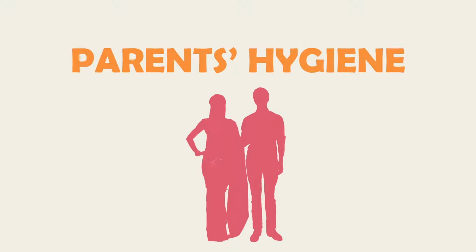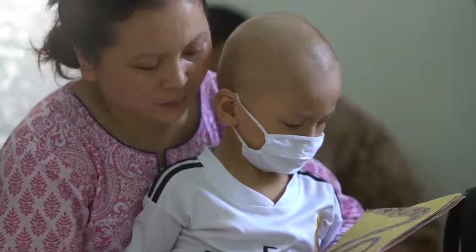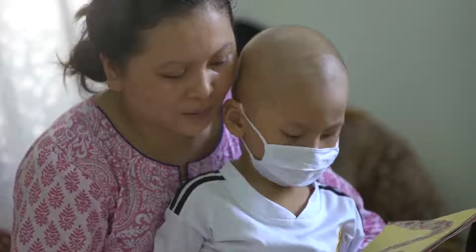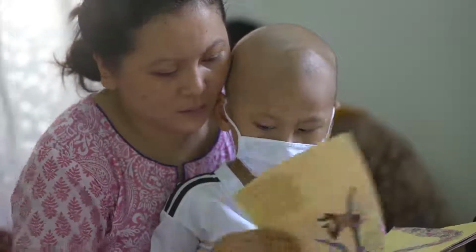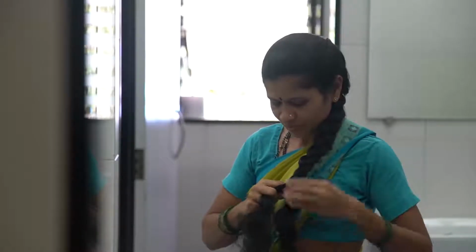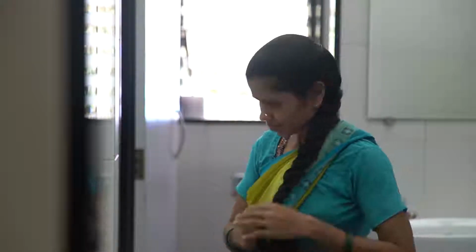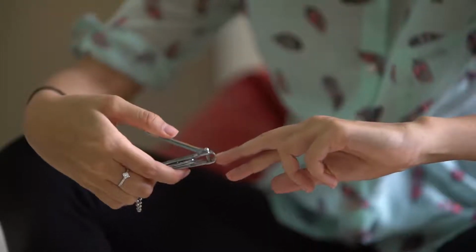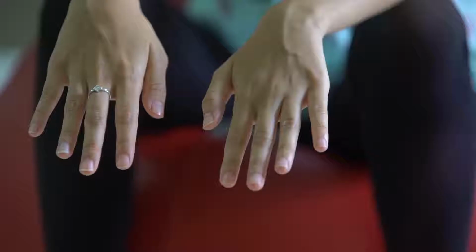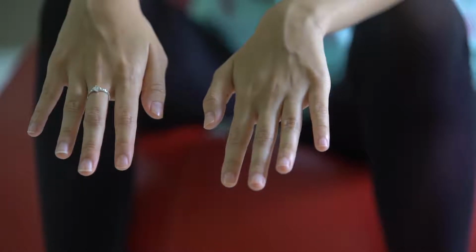Parents' hygiene. It is extremely important for the parents and other people around the child to be hygienic. They should take a proper bath and wear clean clothes. Hair must be tied up properly. Nails must be cut and kept short and clean and without any nail polish.